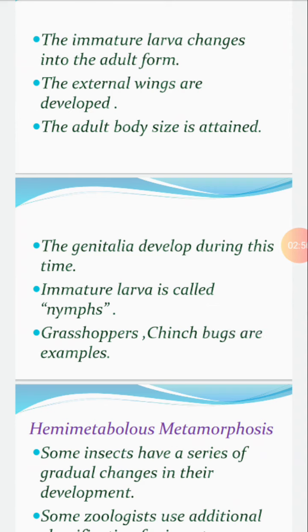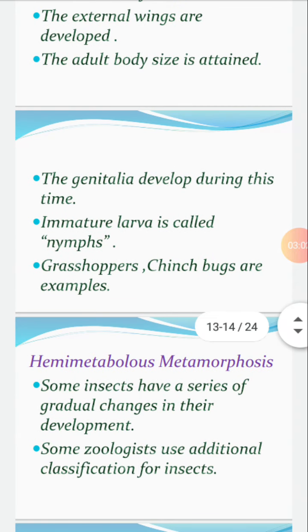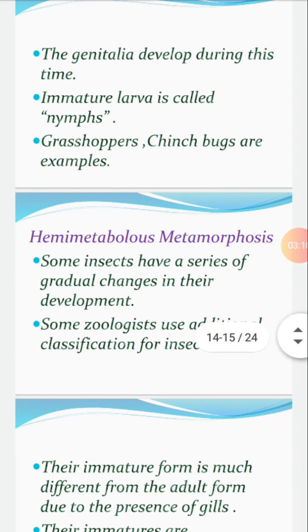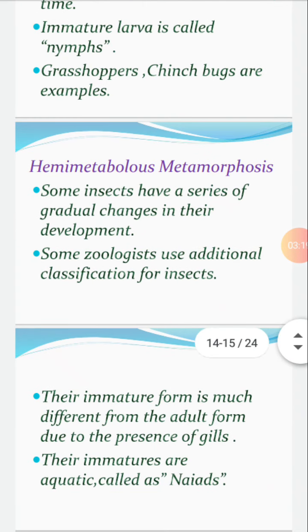Third category, Hemimetabolous metamorphosis. Some insects have a series of gradual changes in their developmental pattern. Some zoologists use an additional classification for insects. Their immature form is much different from the adult form. Why? Due to the presence of gills. Their immatures are aquatic and they are called naiads.